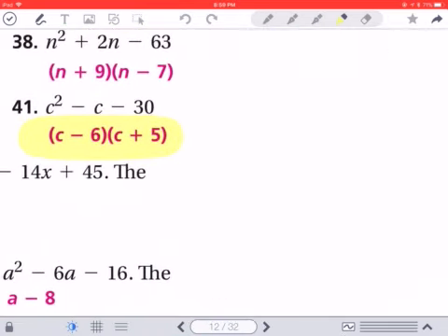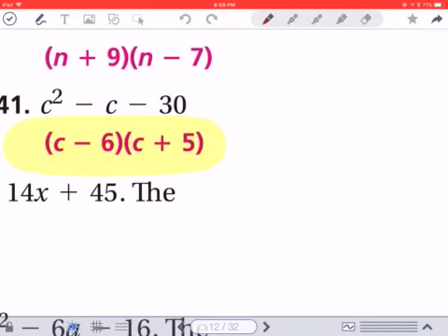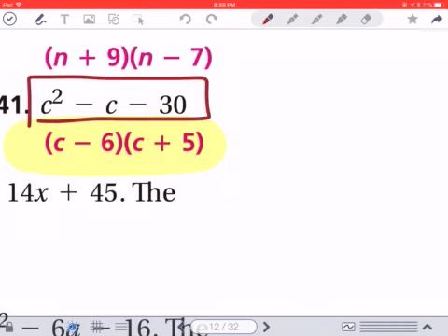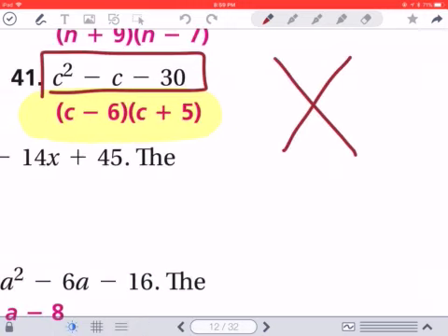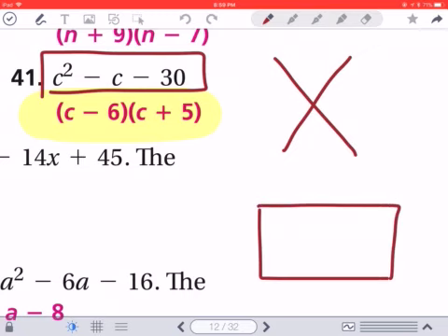Okay, let's do 41. Maybe we'll do a couple from the front. So 41, if I look at this, I've got a trinomial here, a quadratic trinomial, and I want to try to find the factors of this. There's a couple ways you can do this. You can make an x, you can make a box, you can compare them both.